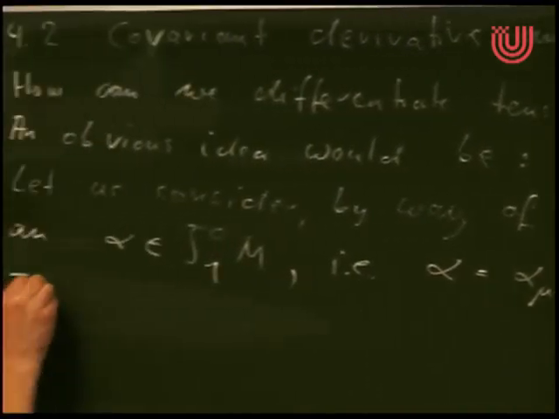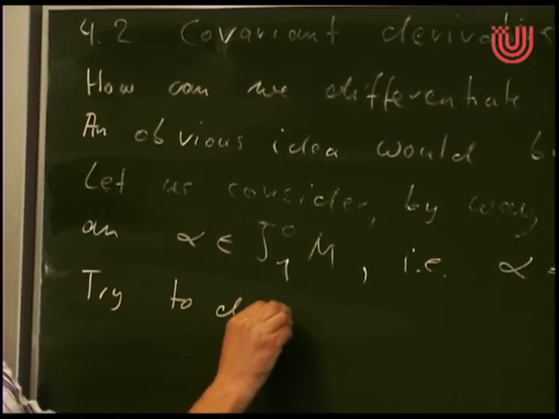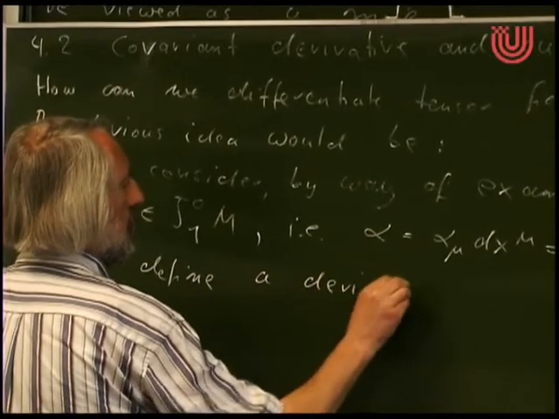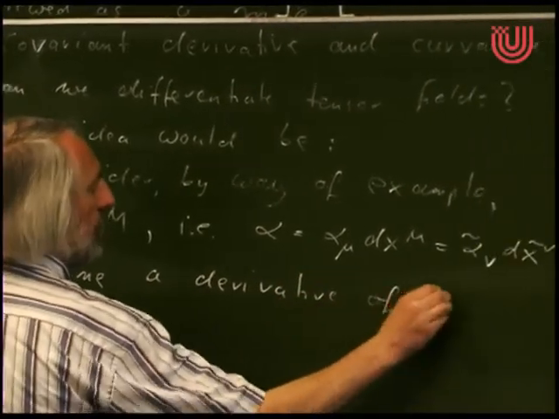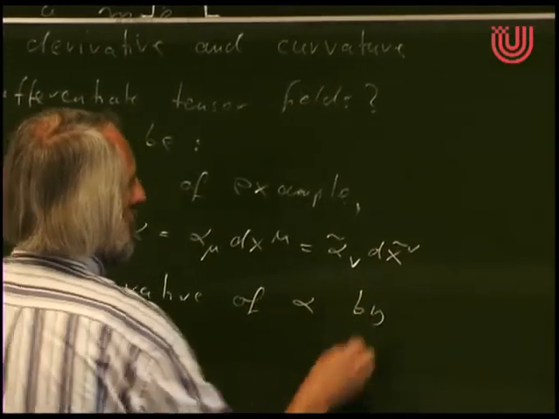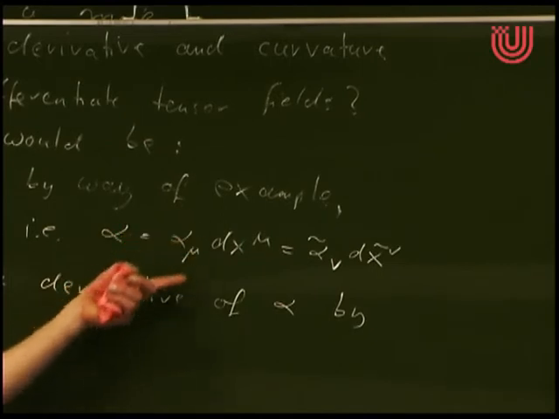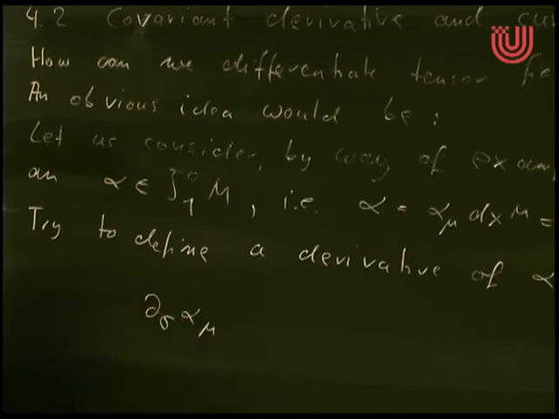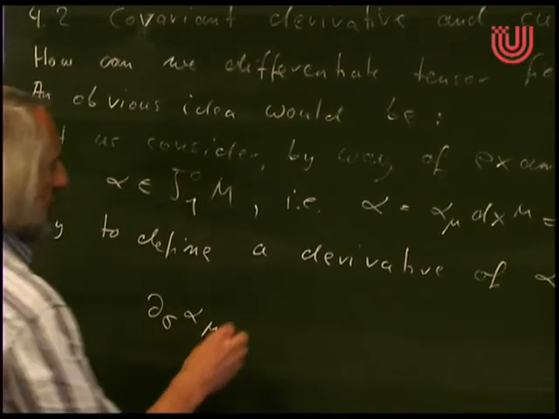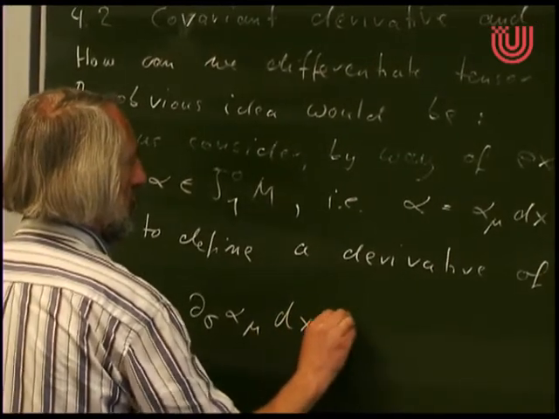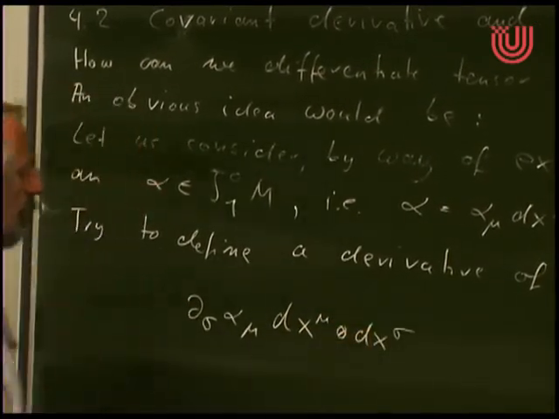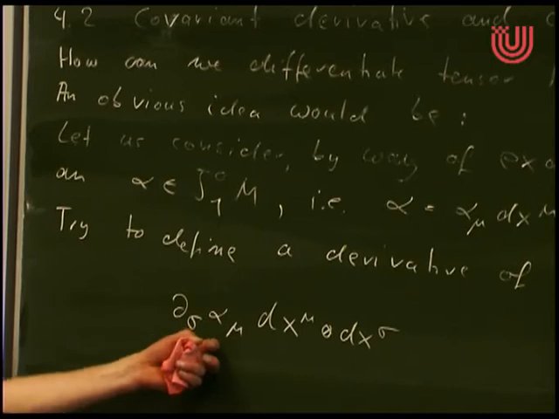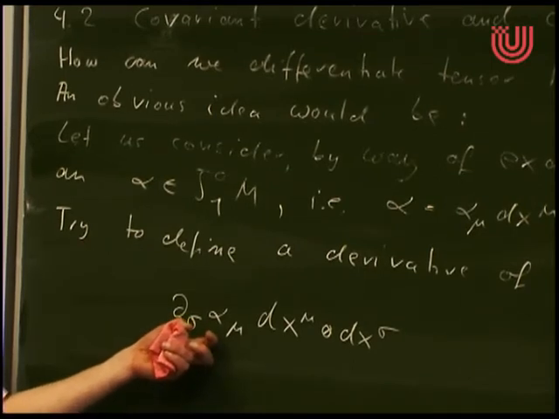So try to define a derivative of alpha by the following. I just differentiate these components. So I form this quantity. So this has two indices. Of course, I must sum away both of them. So I need now something of this sort. So I would write it in this way. So I do it in my chart. And now you do the same thing in your chart.